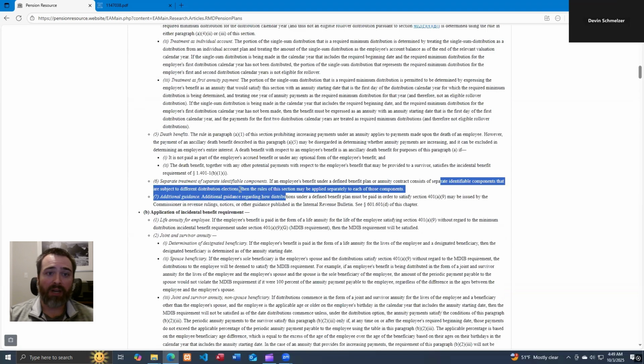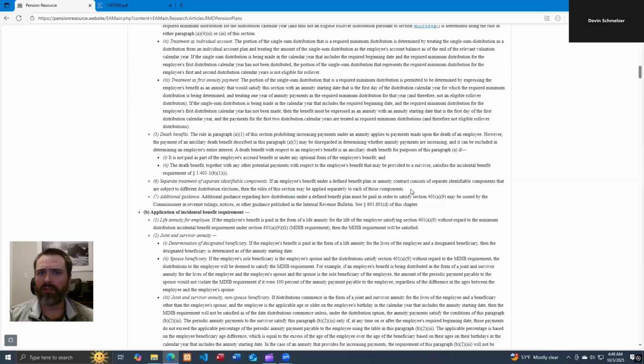Now, plan documents commonly have bifurcated benefit options, the option to split distributions between lump sum and annuity payments, or to take a portion of the benefits in one form. I see this provision allowing both single lump sum and annuity payment methods to be used in the same distribution year.